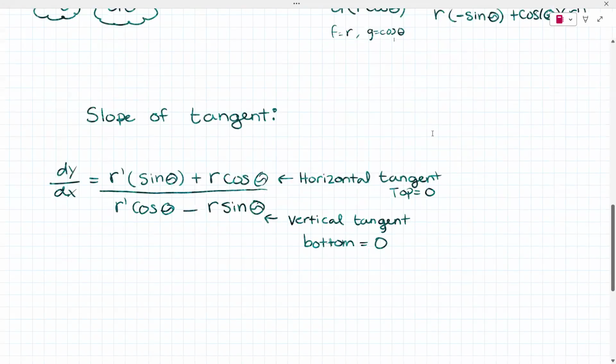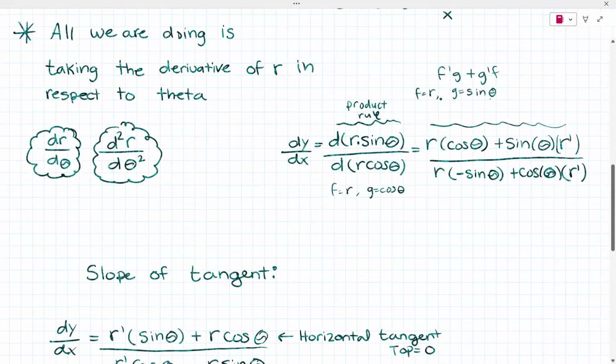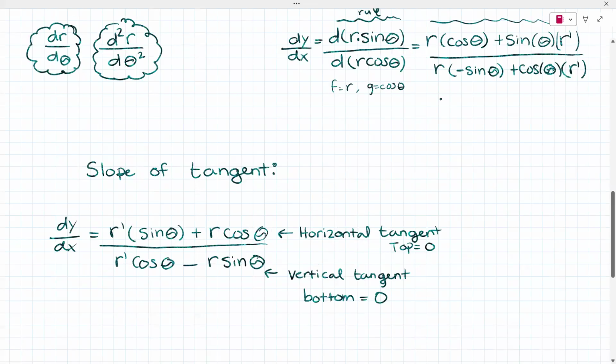Slope of tangent line is just what we went over. It's the derivative of r times sine theta, which we apply the product rule to and you get this. And then on the bottom, when you take the derivative of r times cosine theta, you get this. So on the top, it's the horizontal tangent where the top equals 0. And then on the bottom, it's your vertical tangent where the bottom equals 0. Okay, so let's use this formula to do example 1.